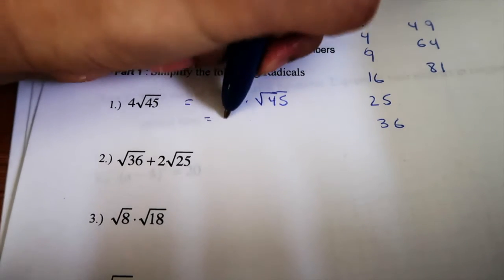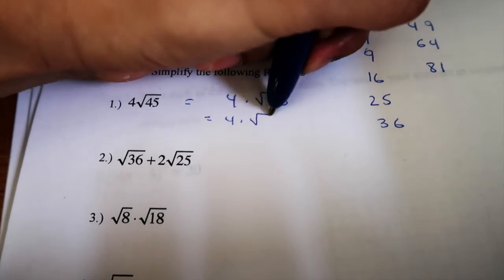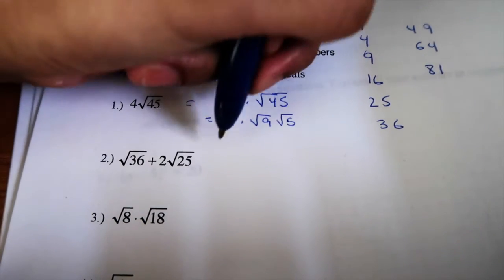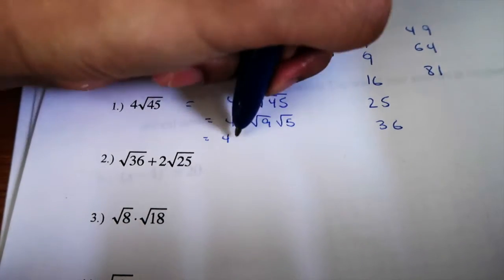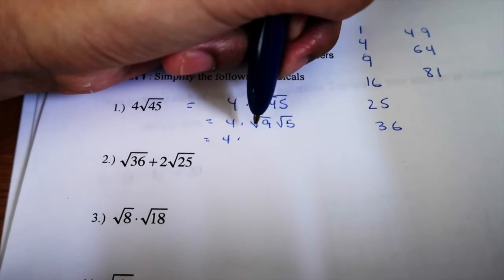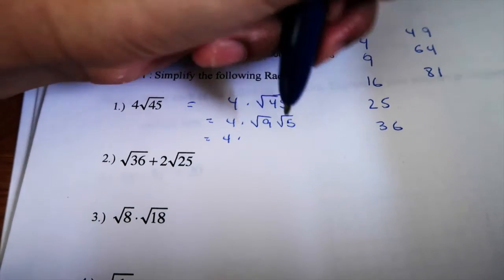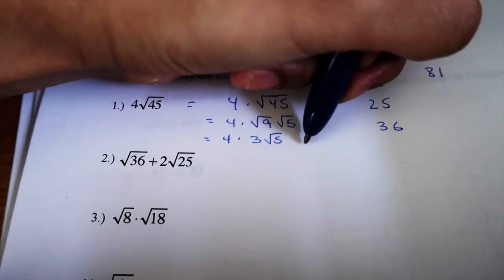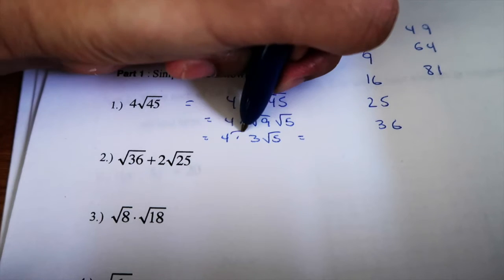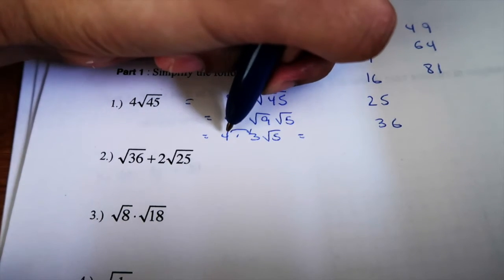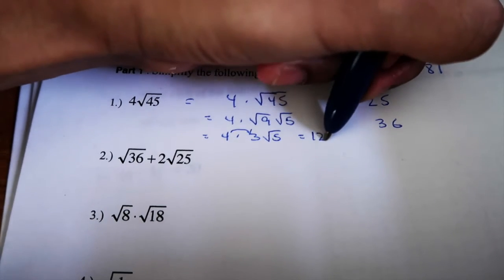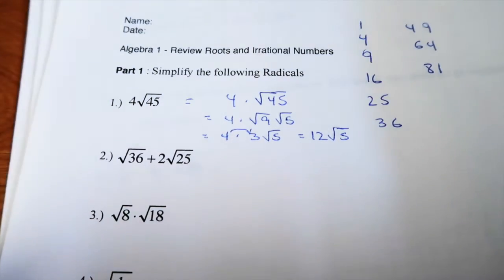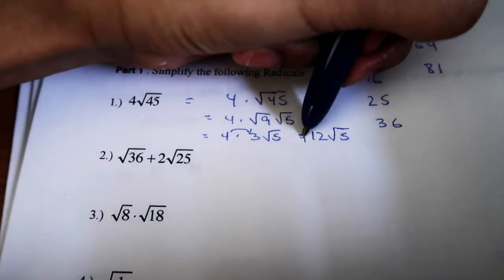So I'm going to rewrite it as 4 times radical 9 times radical 5. Then we have 4 times radical 9 simplified. The square root of 9 is 3. We have radical 5. And then we multiply the 4 times the 3, we get 12 times the square root of 5. So this would be our final answer.